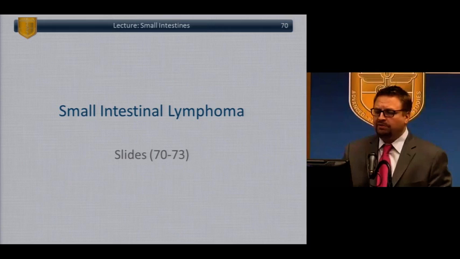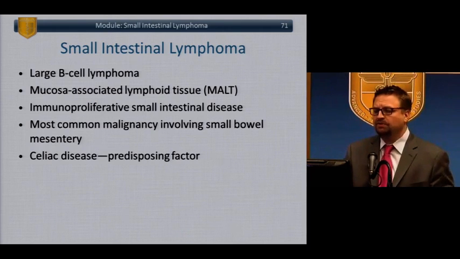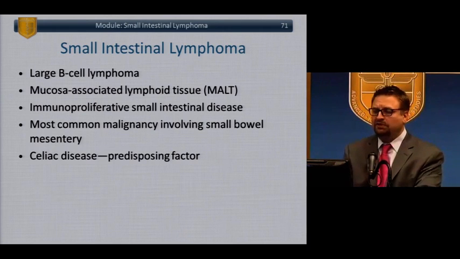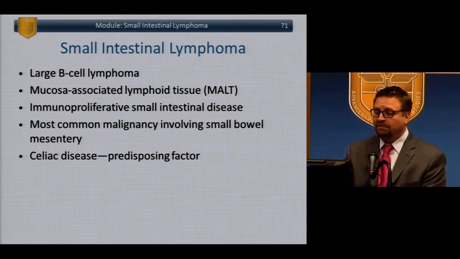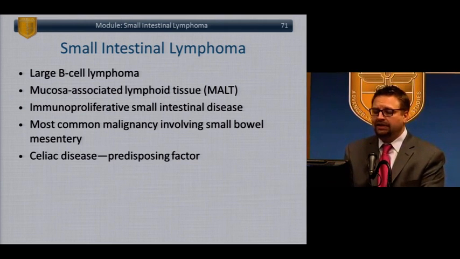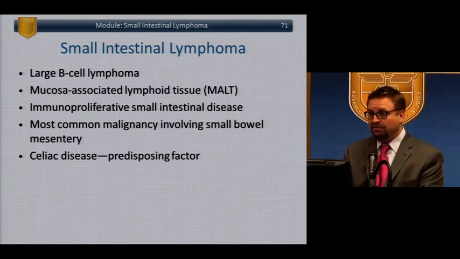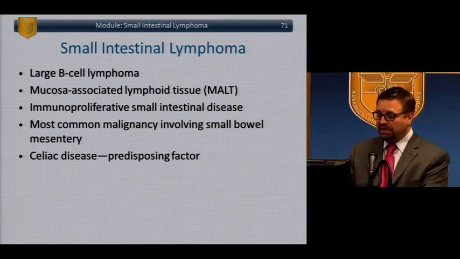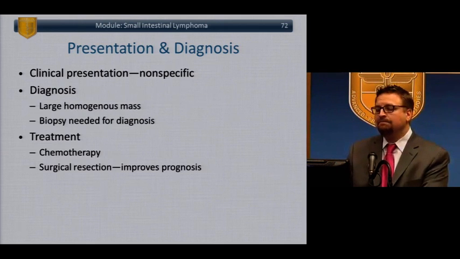So a few things about small intestinal lymphoma. Mostly these are going to be B-cell lymphomas. Lymphoma is going to be the most common primary malignancy of the small bowel mesentery. It's not exactly clear, but celiac disease, which is not something we generally consider a surgical disease, seems to have a higher incidence of small bowel lymphoma. So it's important to take that history when evaluating patients with symptoms.